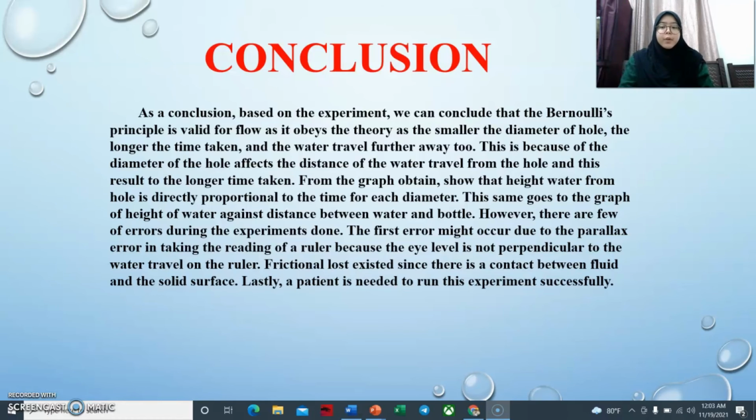However, there are a few errors in the experiments done. The first error might occur due to parallax error in taking the reading on the ruler because the eye level is not perpendicular to the water travel on the ruler. Frictional loss existed since there is contact between the fluid and the solid surface. Lastly, patience is needed to run this experiment successfully.